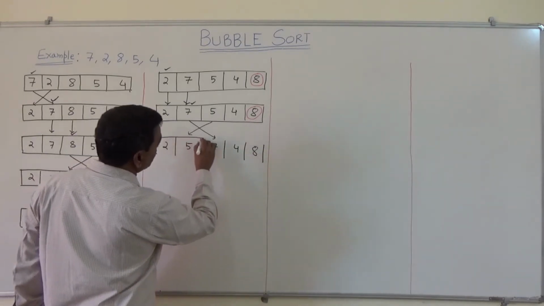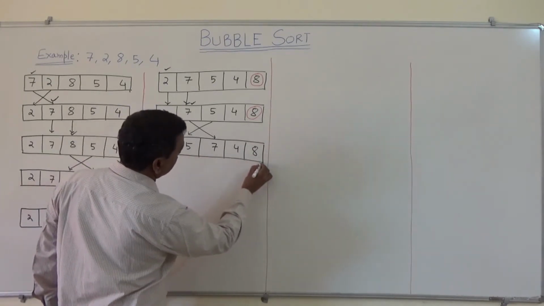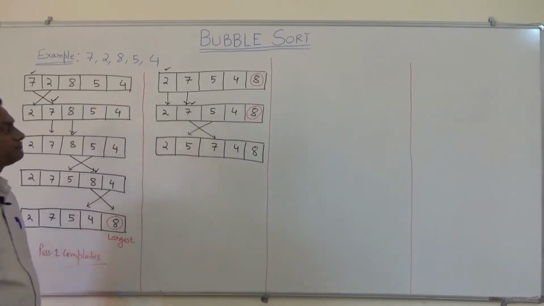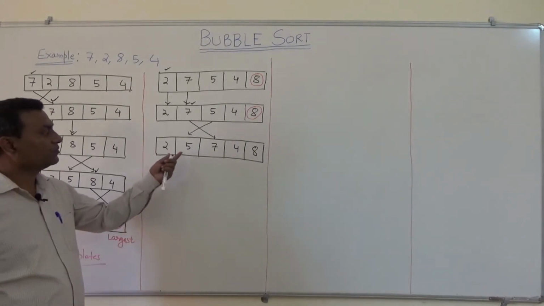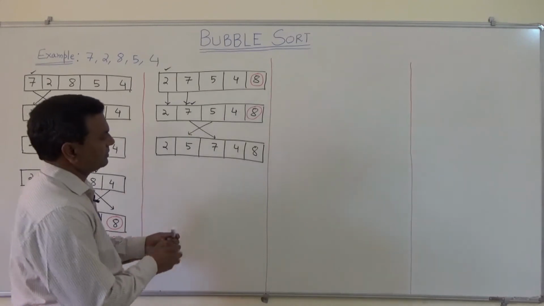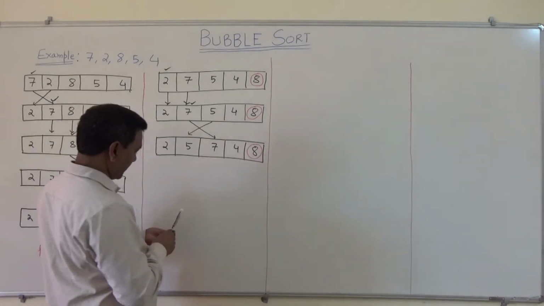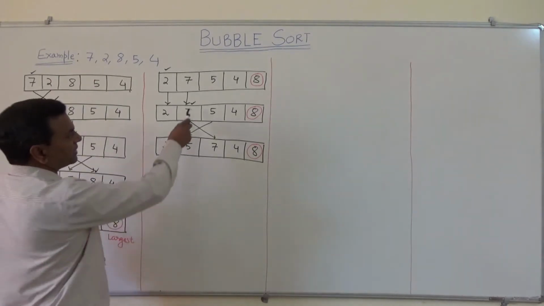So this is 2, 5, 7, 4 and 8. 2, 5, 7, 4 and 8, and this is 8. Now we have compared the second element with the third one.